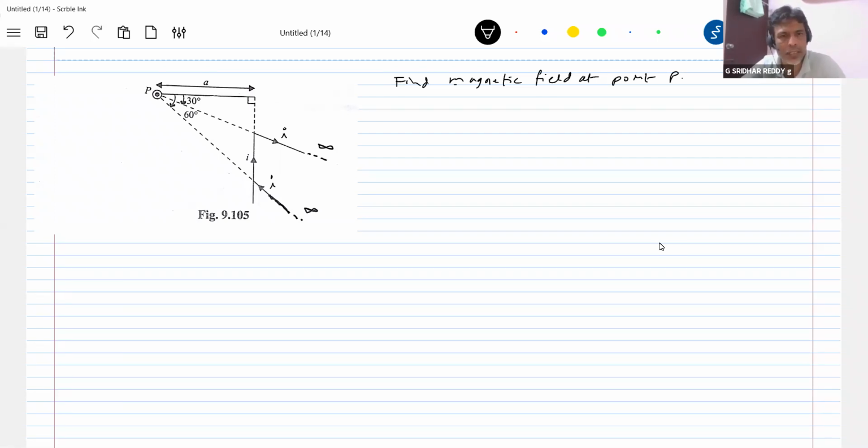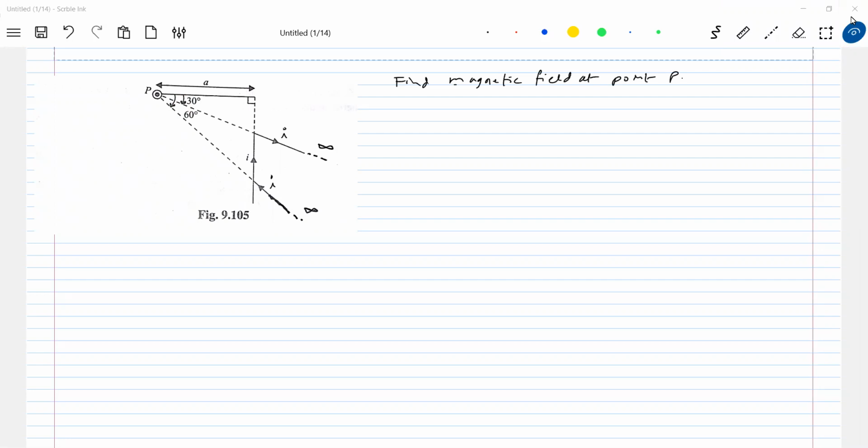There's a wire, you can see that one. There's a structure. A current I is flowing in this direction, and at point P we are supposed to calculate the magnetic field due to this current carrying structure. Look at these ends, they tend to infinity. You have to find the magnetic field at point P.